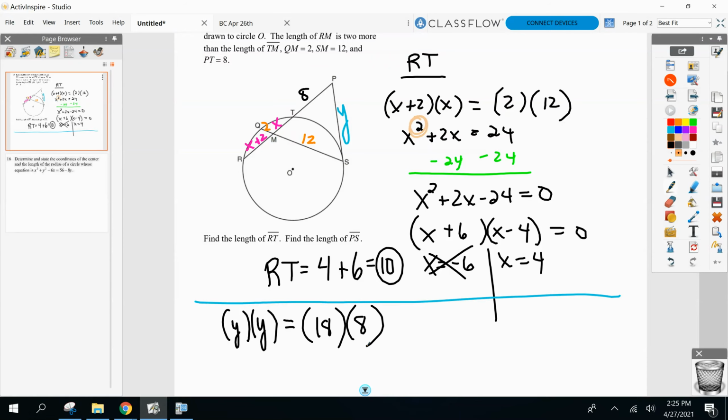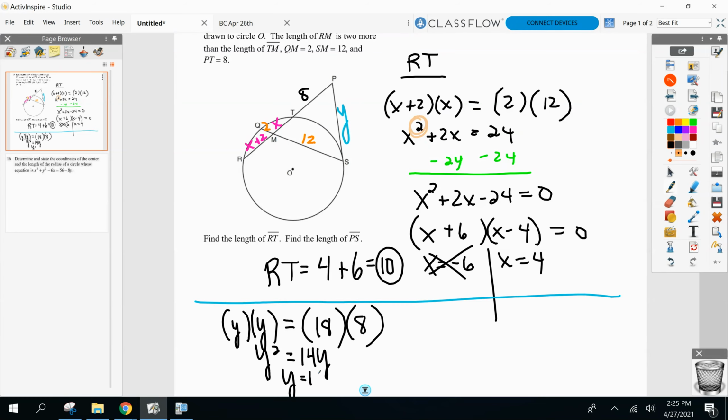So take a look at that. If there's any questions about that, let me know. So finishing this up, y squared equals 144. y equals 12. And that is the length of PS.